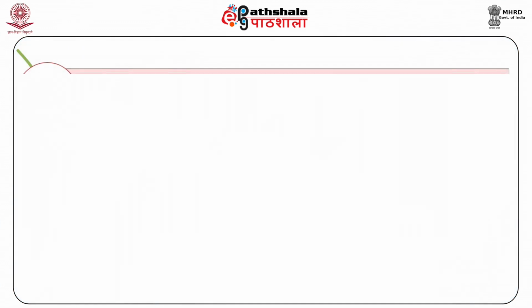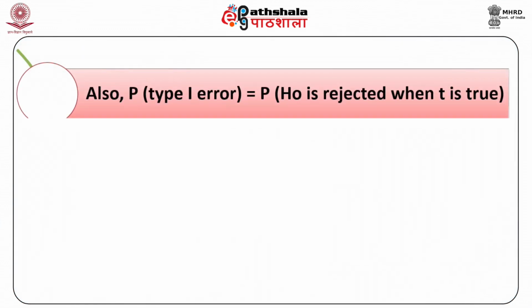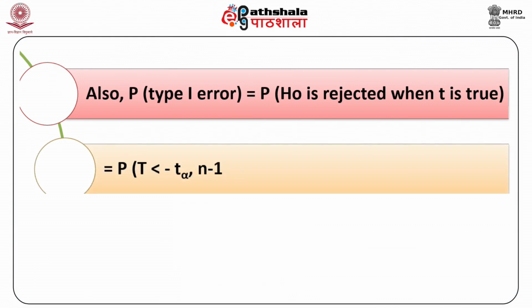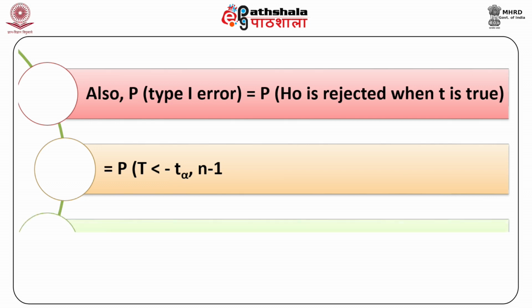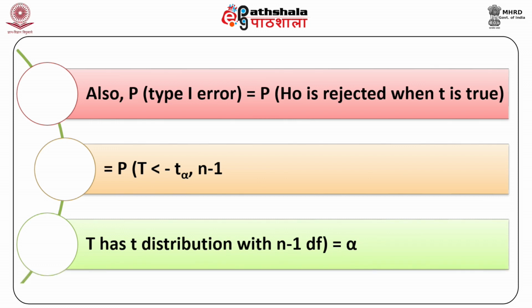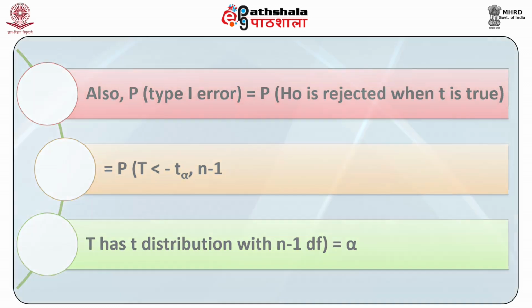Also, P of type 1 error is equal to P of H0 rejected when H0 is true, which is equal to P of T less than minus T alpha, n minus 1, when T has a T distribution with n minus 1 df, is equal to alpha.